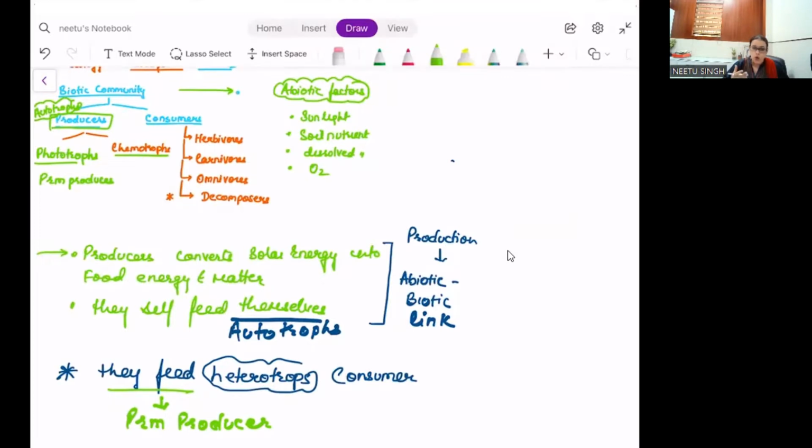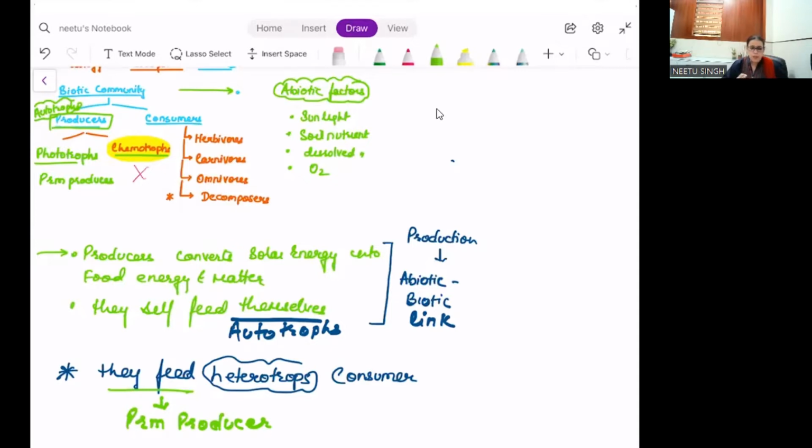Producers are called autotrophs. As soon as I add the third characteristic, that producers will feed the consumers, because consumers, the heterotrophs, are incapable of producing their own food, energy and matter. They are dependent on the producers for their food, energy and matter. So when it comes to feeding the heterotrophs, mind it very carefully, chemotrophs are out of our radar. What does that mean? They self-feed, but they don't feed consumers. All primary producers are autotrophs, but all autotrophs are not primary producers.